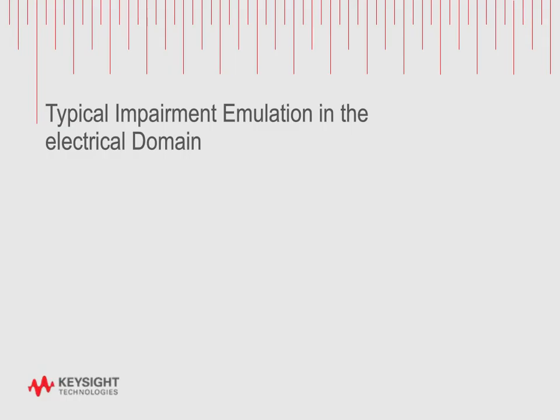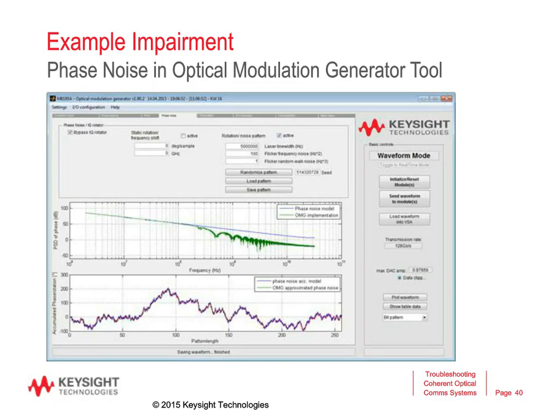So that was the result, the analysis of optical signals. And as I said, we can also do some impairment generation already in the electrical domain. What that looks like, I have a couple of slides here that show what the user interface is on our optical modulation generator tool that talks to the arbitrary waveform generator. So here I'm showing the phase noise on the generator side. You have abilities to change the laser line width, for instance. You can change the flicker noise, the random walk noise can be changed.